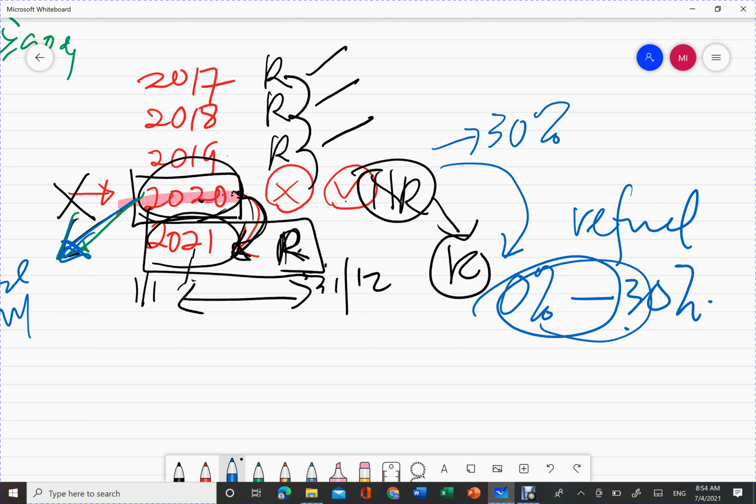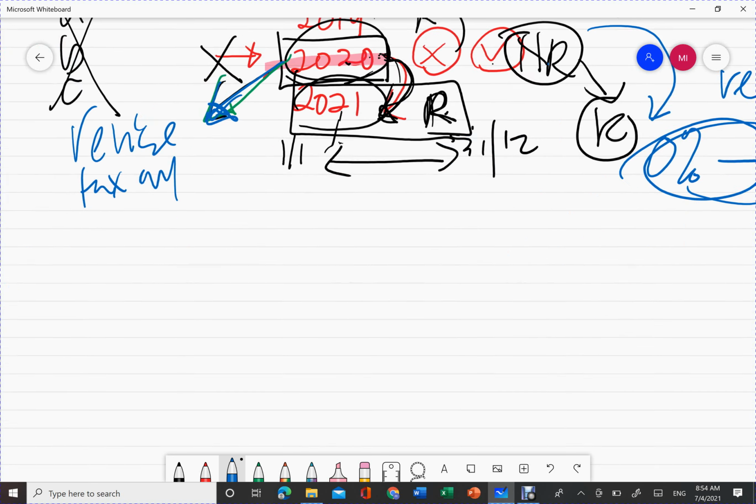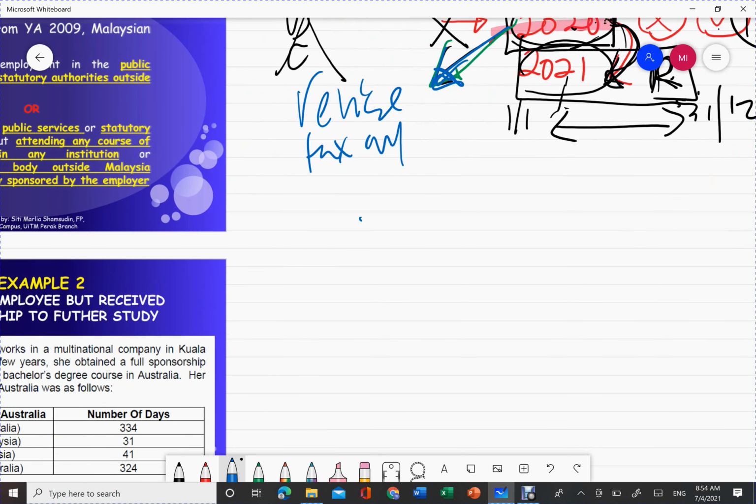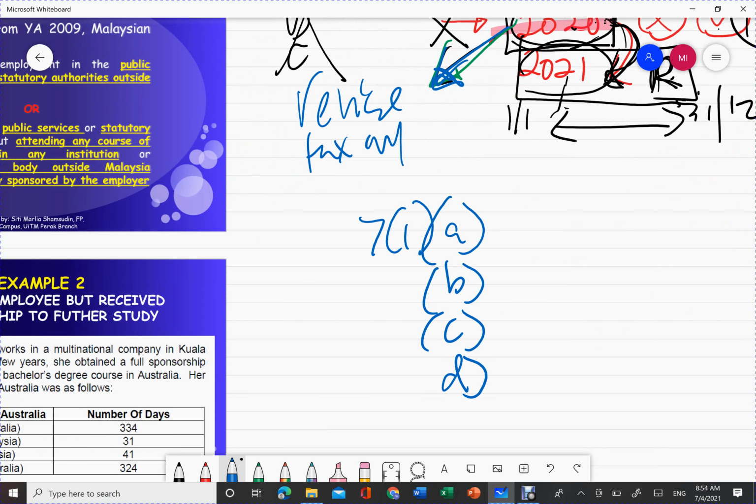scale lah. Okay. Jadi I really hope that by now you should be able to know the differences between section 7(1)(a), B, C and also D.